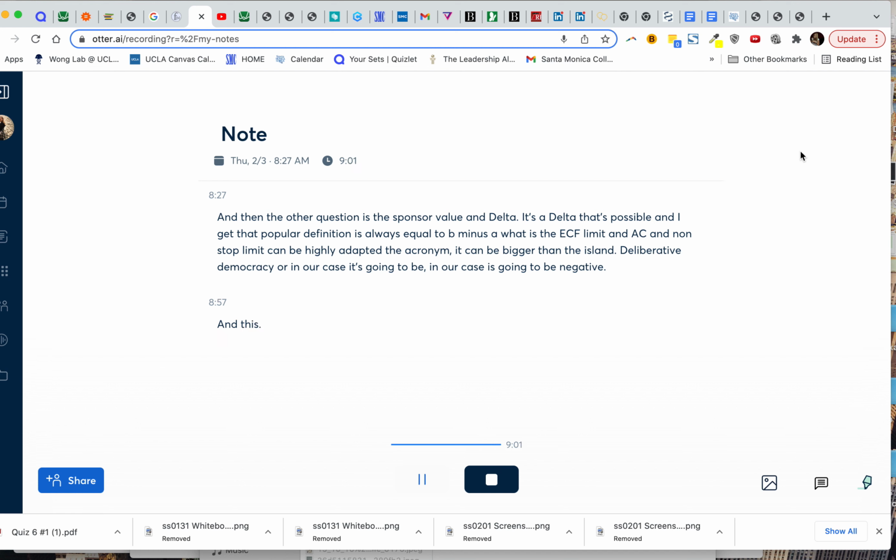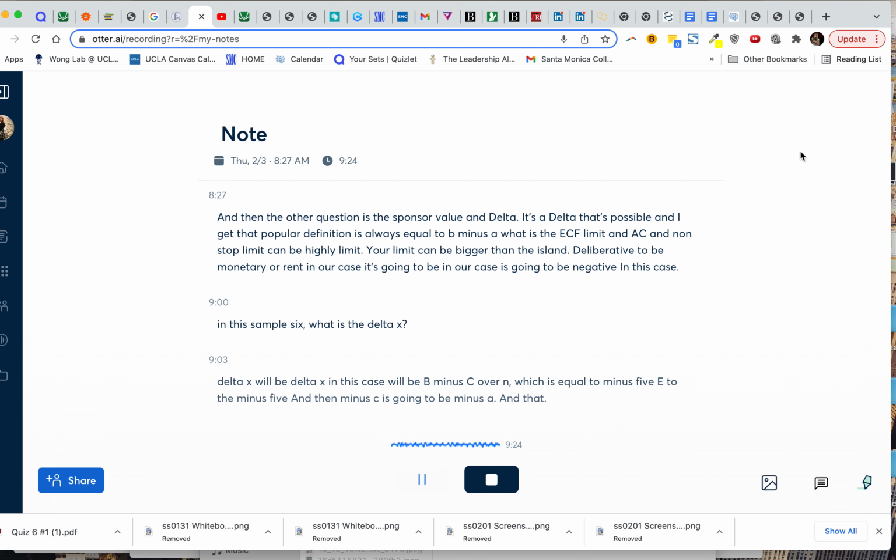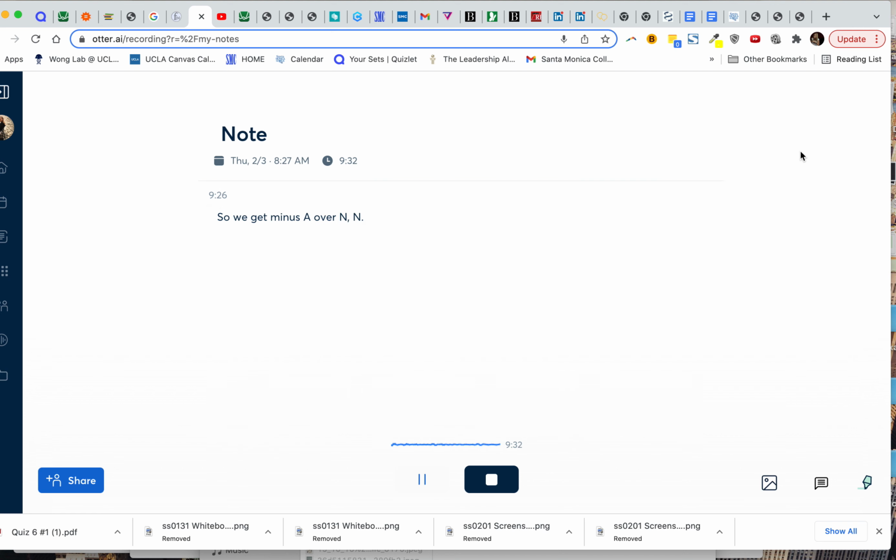Again, in example 6, what is the delta x? In our case, delta x will be b minus a over n, which is equal to minus 5 minus 3, which is b minus a, over n. And n, by the way, is always positive. It represents a natural number. So we get a negative number over a positive n, so hence this actually becomes a negative number. So this one is a minus.